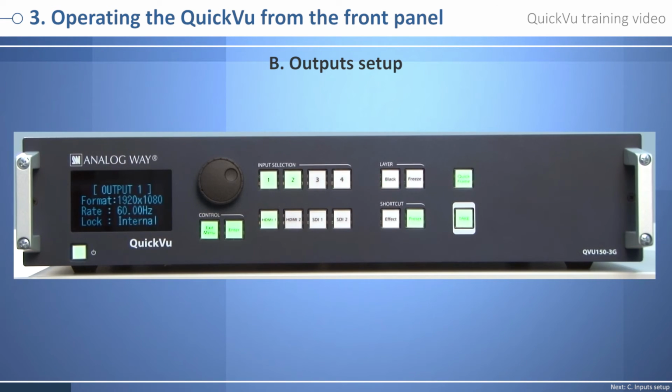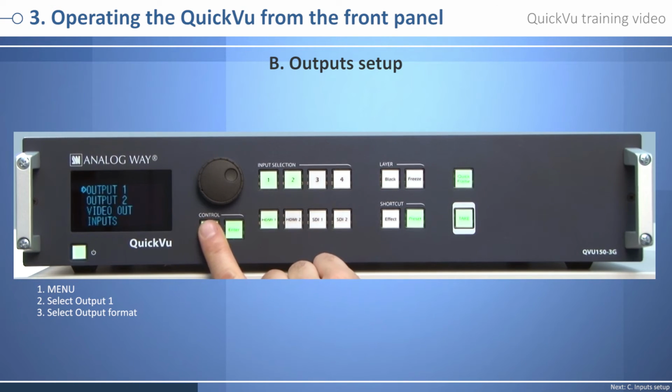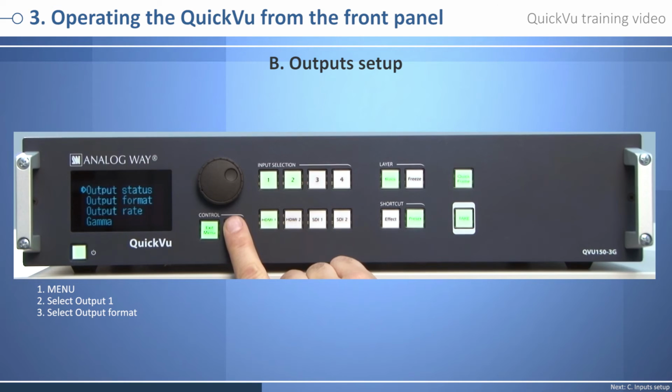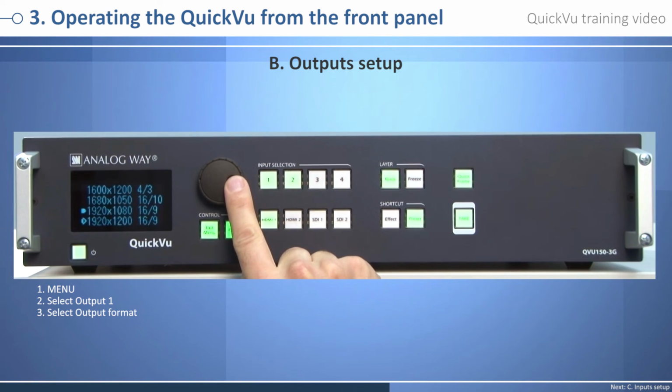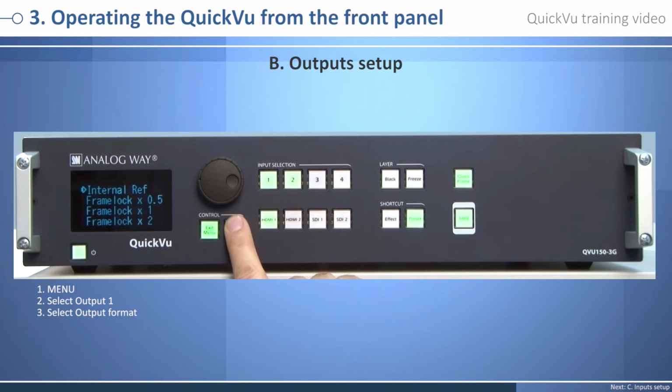Output Setup. To set up the output, press Exit menu. Select Output number 1, Program menu. Press Enter, choose the adapted format and rate, then press Enter. For further details on settings, please refer to the user manual.